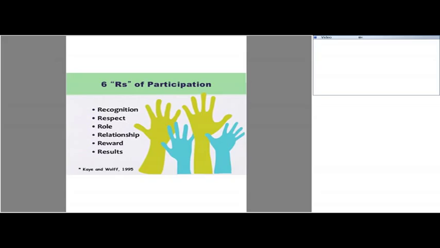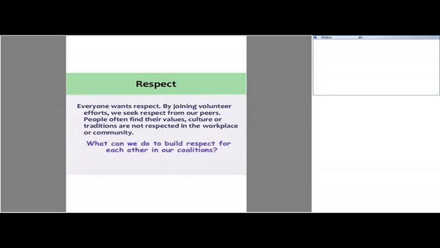So let's start with the first R here, which is respect. And we know that everybody wants respect. And by joining a volunteer effort like a coalition, we're seeking respect from our peers. People often find that their values, culture, traditions aren't respected in the workplace or the community, but we certainly want to make sure that this idea of respect is built in our coalitions. So what can we do to build respect for each other in our coalitions would be the question that you would ask in those small group settings.